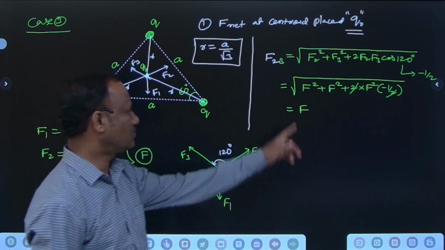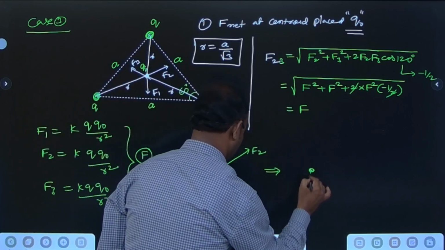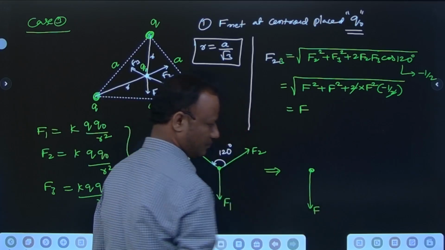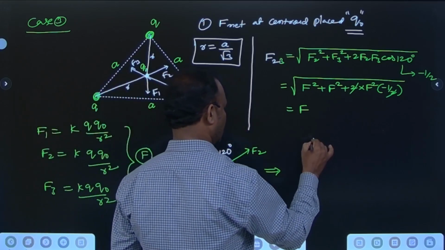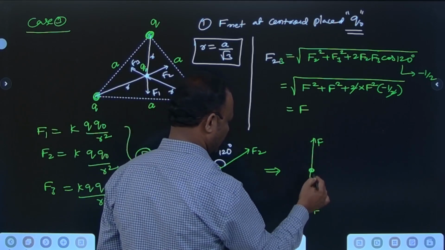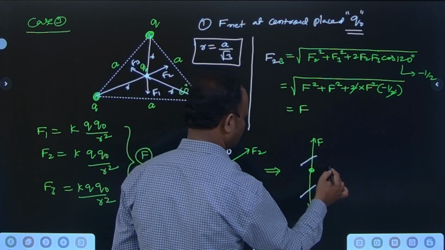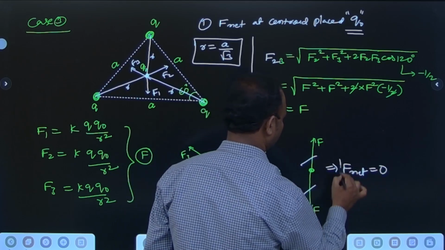So this is again redrawing from here. Here F1 means F. The resultant of these two is F only. The angle between these two is 180, which means opposite direction. These two will be cancelled. What is the F net? F net is equal to 0.